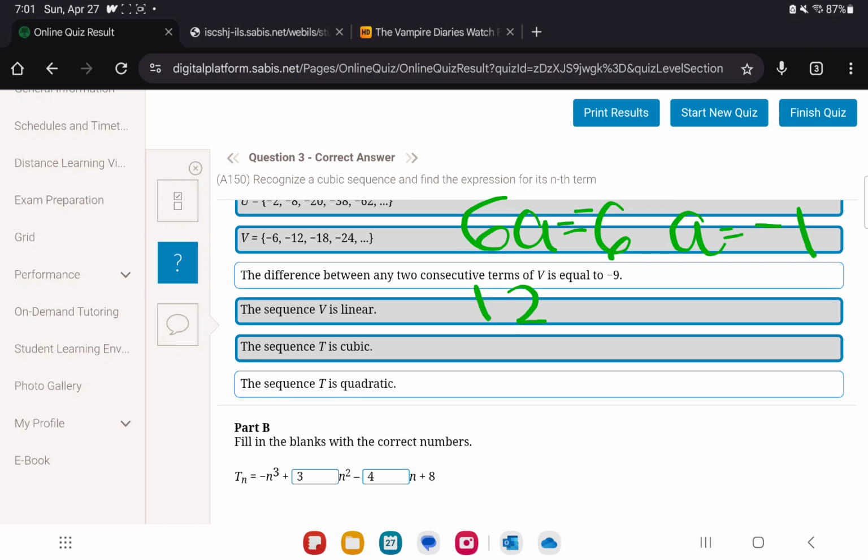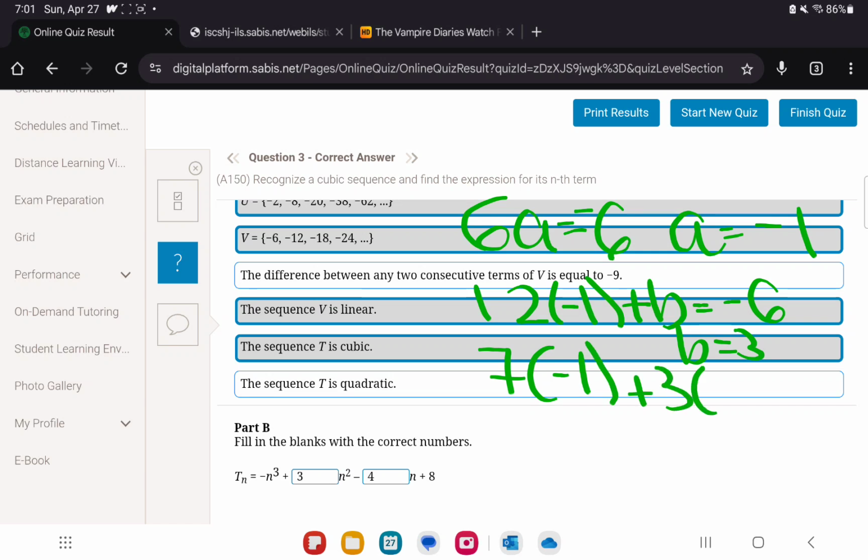Now 12a plus b is equal to, let's just fill in a is minus 1, so 12 minus 1 plus b is equal to minus 6. B is then equal to 3, and then 17 7a, which is minus 1, plus 3b, which is 3, plus c equals minus 2. C is equal to minus 4.